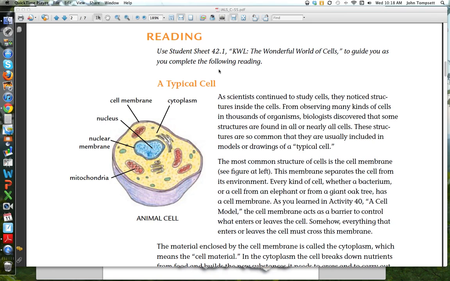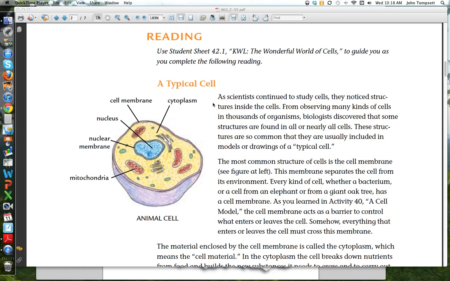You're going to use that KWL sheet that you were given by your teacher to guide you, as well as writing down some notes as you continue through this activity. And when you get to the points that ask you to stop and write, record some notes.